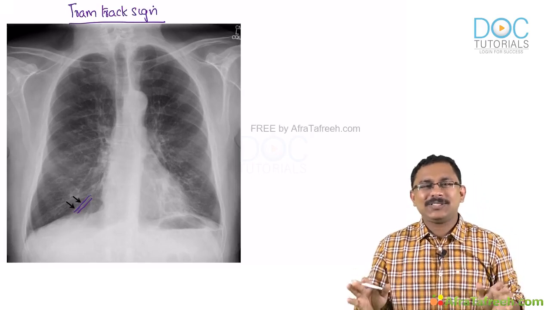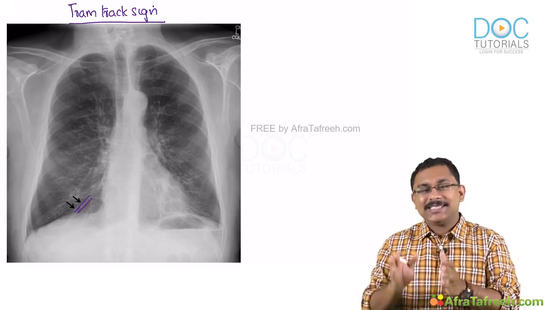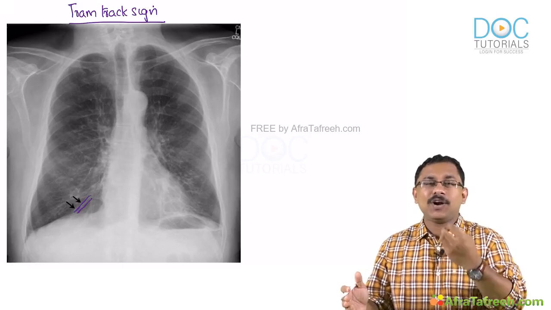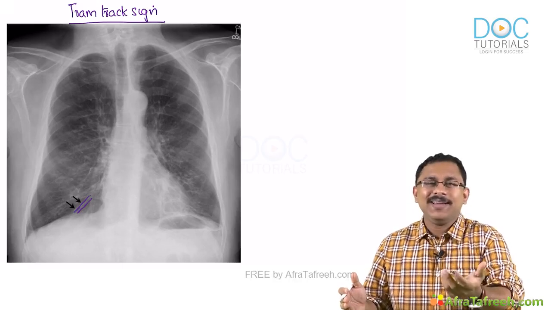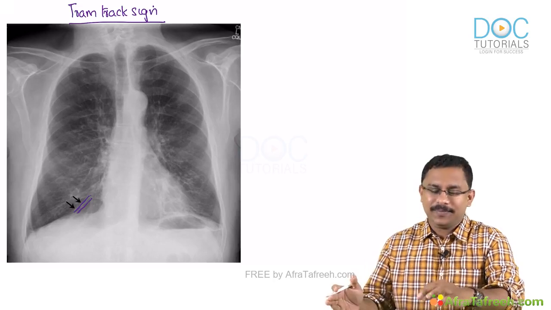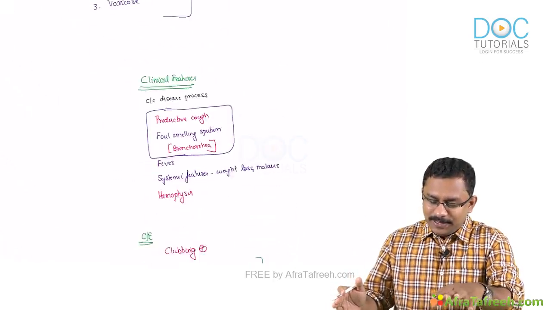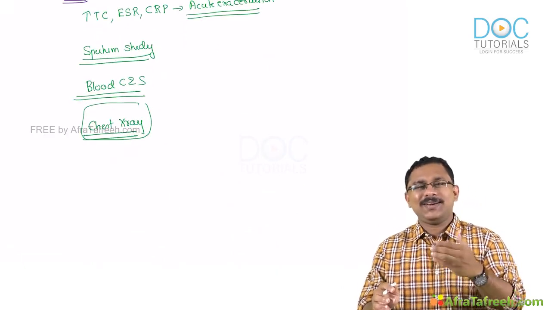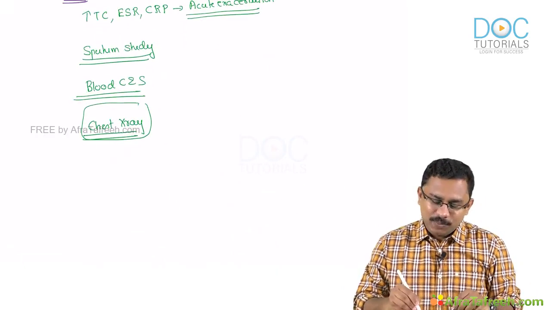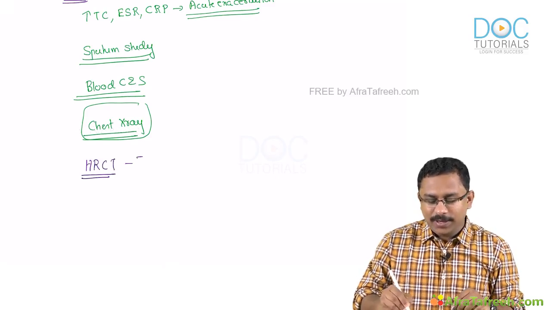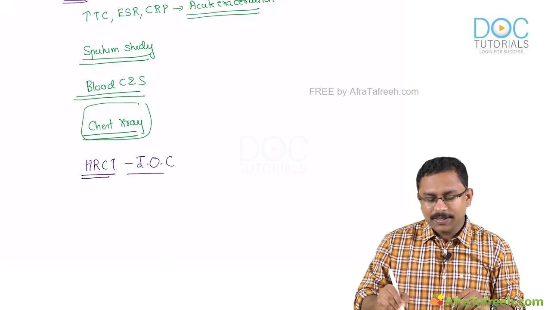It is not diagnostic, and it is not necessary that the chest x-ray may show an abnormality. But if you are asked what finding you are going to look for in a case of bronchiectasis, it is going to be your tram track sign. Now after the chest x-ray, to confirm, the investigation of choice would be a HRCT. HRCT is going to be your investigation of choice.